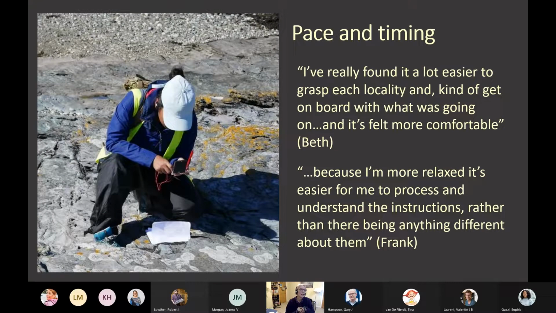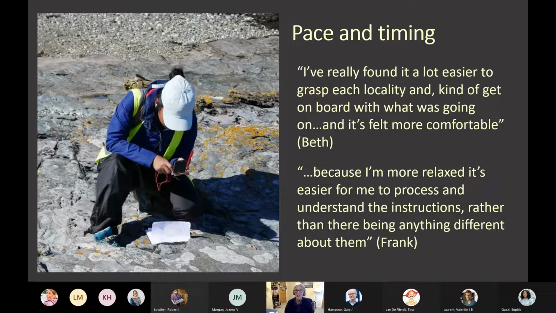Pace and timing, again, we found, particularly for our neurodiverse students, that this opportunity to spend more time at fewer locations really helped them have time to process information at a rate that enabled them to make sense of the tasks they needed to do. It was also really appreciated by the student cohort more broadly, just that sense of not being rushed, having time to talk to other people and find out what other people are doing. So very empowering for our students.